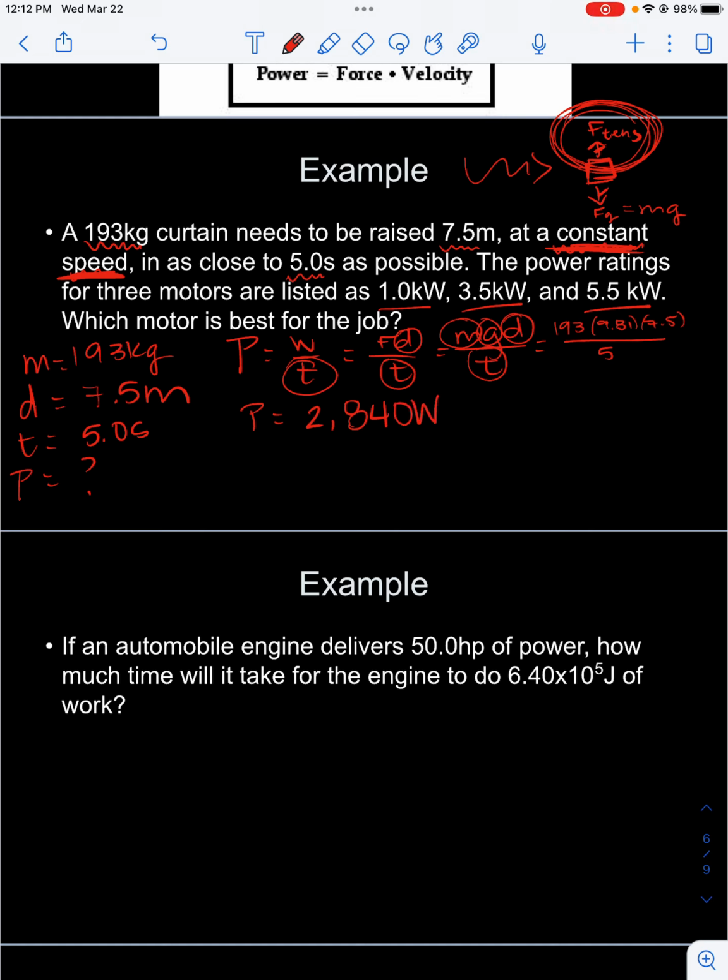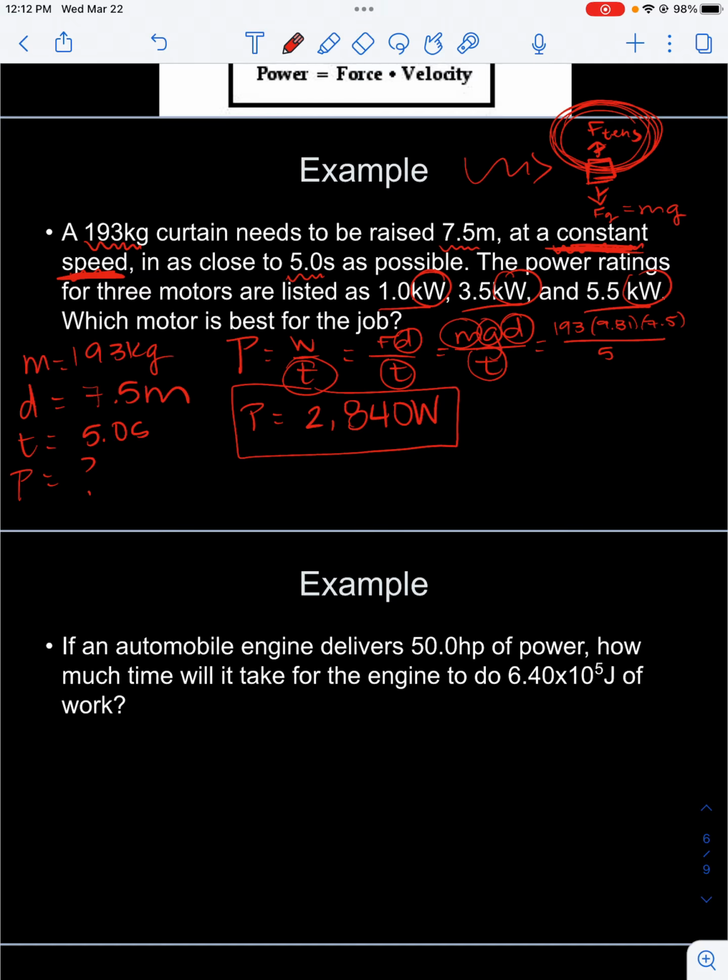2,840 watts. If I were just asking for the power needed, this would be your answer. But that's not what I asked for. I told you that we had 3 different motors, and we wanted to know which motor is best for the job. But let's see the unit that each of our motors is found in. It's found in kilowatts. Well, we just have watts.